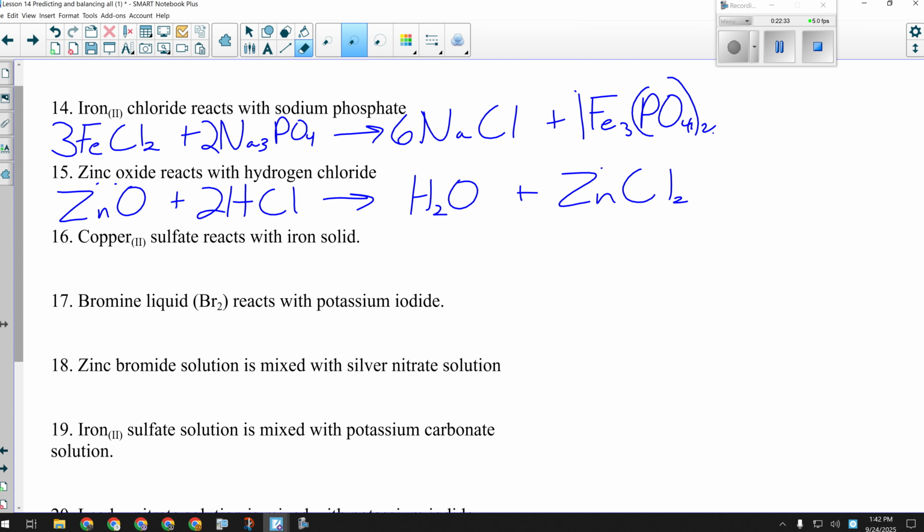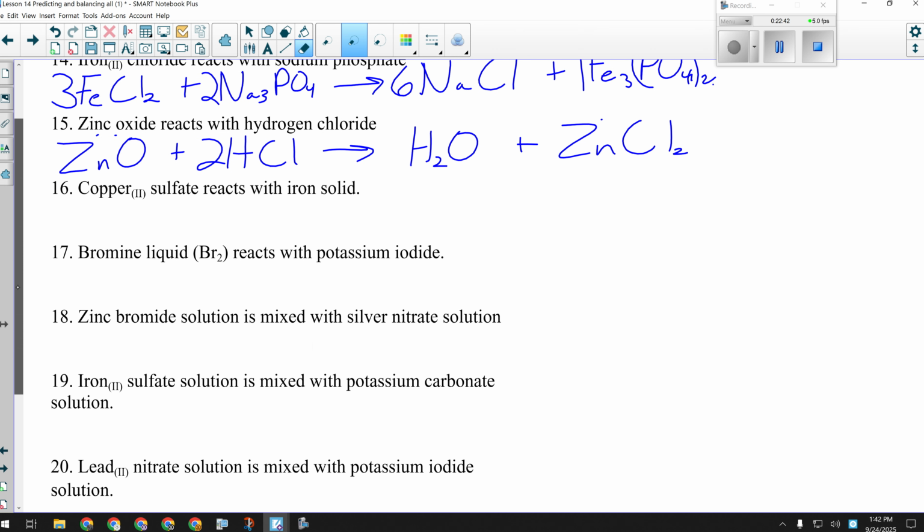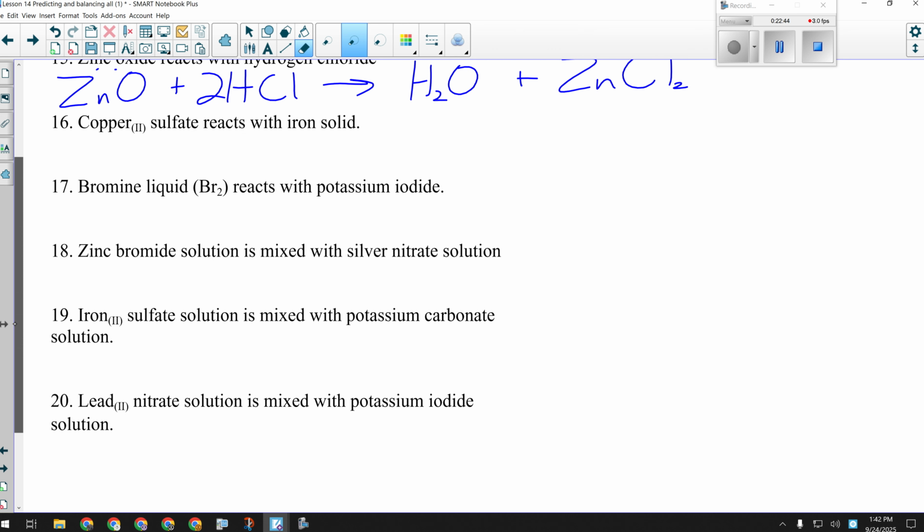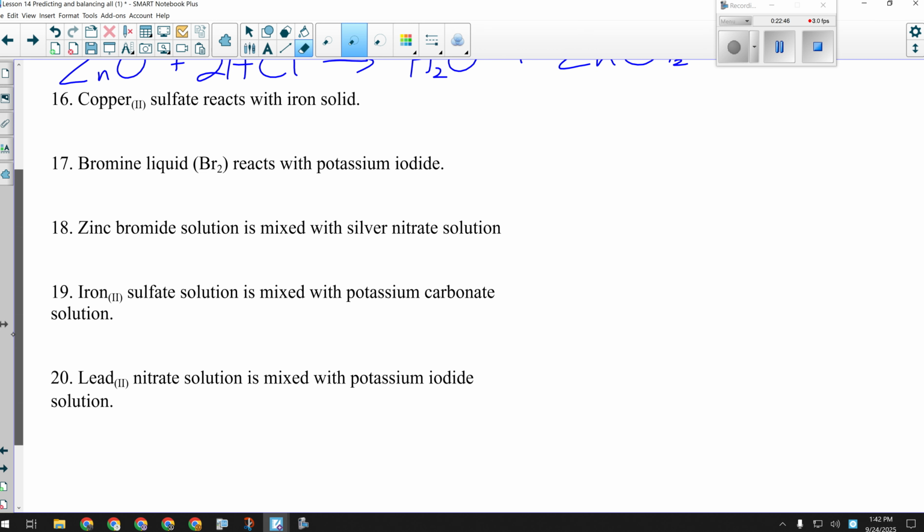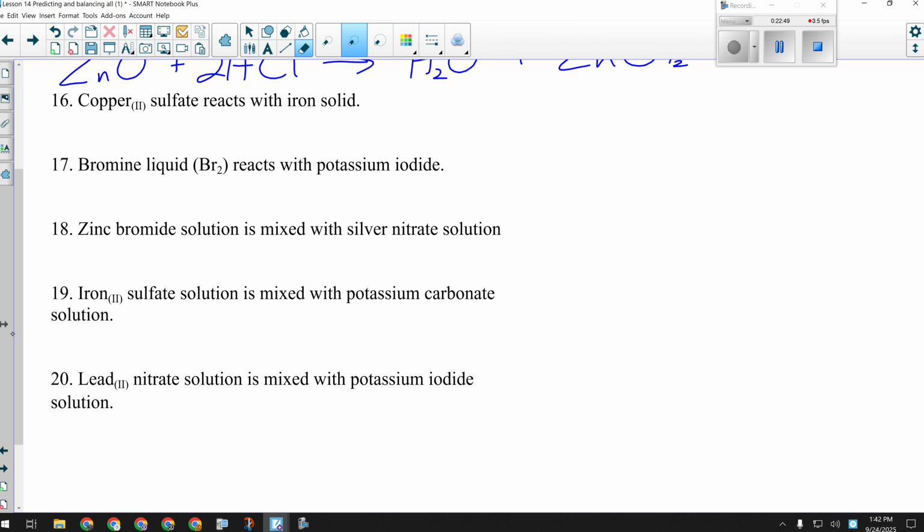Okay, does it go up to 20 on your sheet? How many people have done all the way to 20? I'll give you a couple more minutes here and we'll go over up to 20. Okay, and then we'll start on that second batch tomorrow. Okay, let's go over these here before the bell goes.